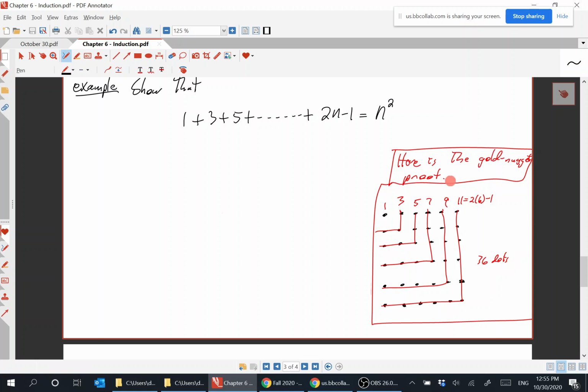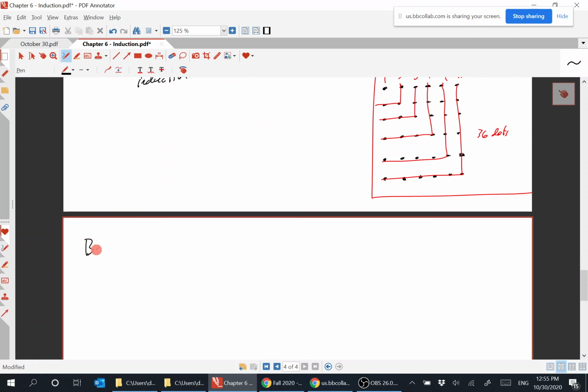Anyway, so that's the gold nugget proof, but let's do an induction proof. All right. So show that this is true for all n bigger than or equal to 1. All right, so the base case is when n is equal to 1. And again, the predicate that we're looking at here, the predicate P of n, is that statement itself.